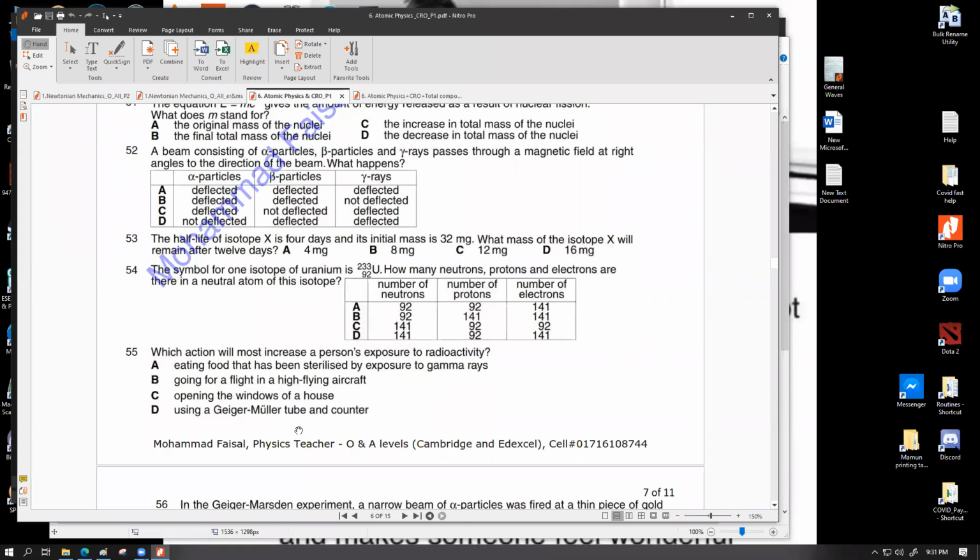The aircraft is less protected. How can one be exposed? Cosmic radiation. Cosmic radiation means the basic radiation that the sun is emitting out as part of its radiation.